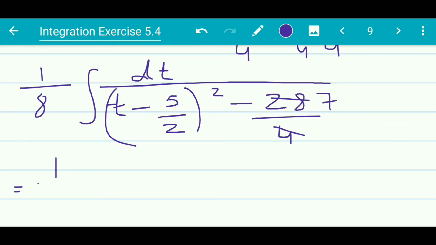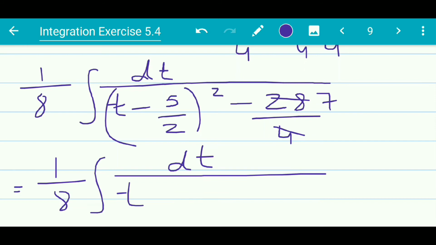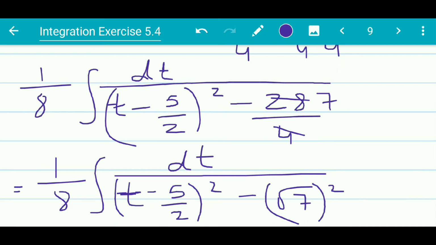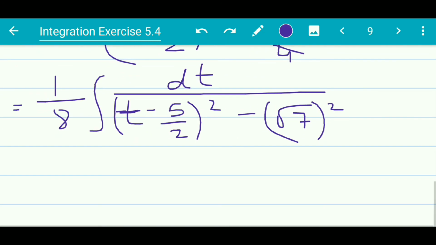So our integral becomes 1 upon 8 integral of dt upon t minus 5 upon 2 the whole square, minus root 7 the whole square. Now we can apply the formula for 1 upon x square minus a square. So still we are doing the first result only. We are doing sums involving the first result. We have not yet come across sums using the second result. So you can see how important the first result is.